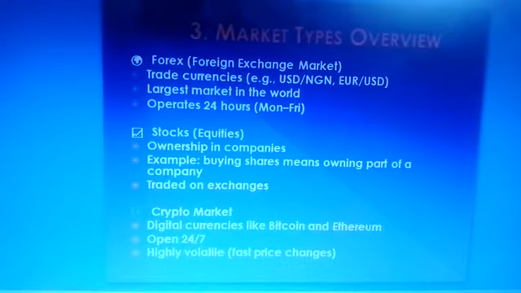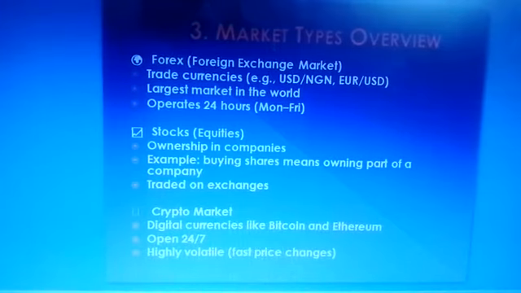Stocks and equities. Stocks and equities are ownership in companies. Example: when you buy shares, it means you are owning a part of that company. No matter how little the amount of shares you have, you are also a part owner of that company. And they are traded on exchanges as well.